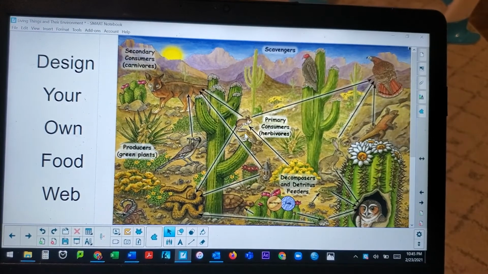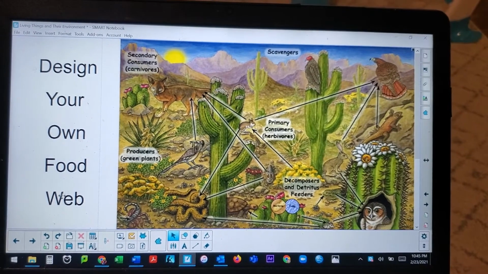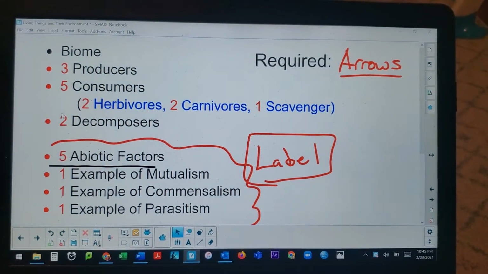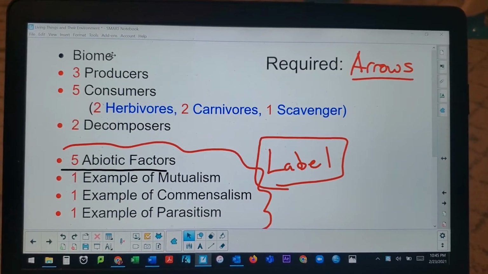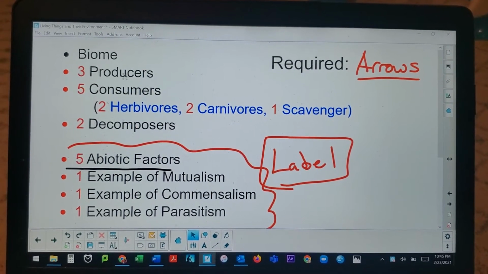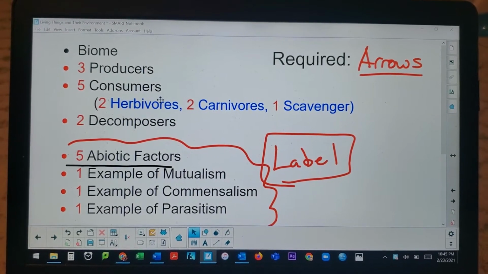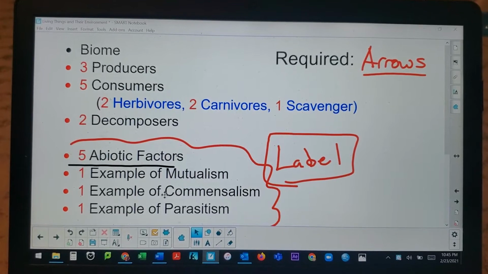Like on this, you see this little mouse here? The arrow shows the flow to the hawk. Make sure your arrows are correct. Now, coming back over here to your requirements. Again, these are your requirements, and they should be found on Canvas. You can find them on your Canvas assignment. You see we have 3 producers, 5 consumers. You have these specific consumers I want to see. 2 decomposers. Then you have your 5 abiotic factors and examples of mutualism, commensalism, and parasitism.